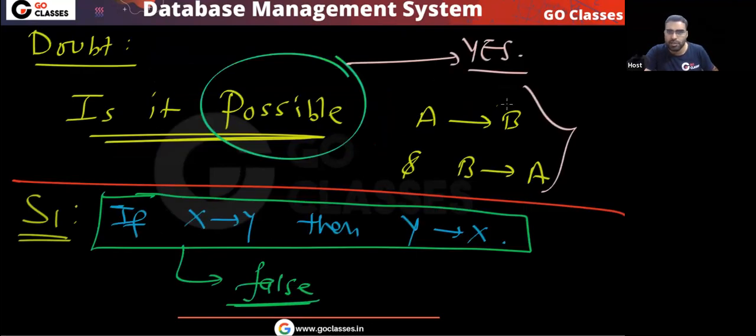So remember, is it possible A determines B, B determines A? Yes, it is possible. But can I say that if X determines Y, then Y will determine X? This statement is false. Is this understood? Please tell me.